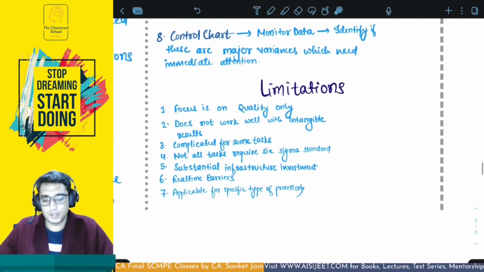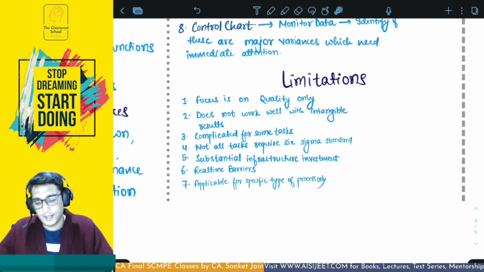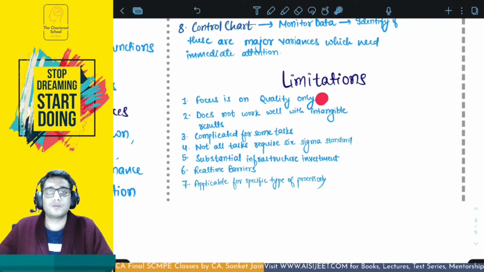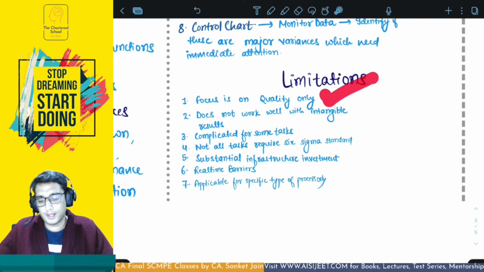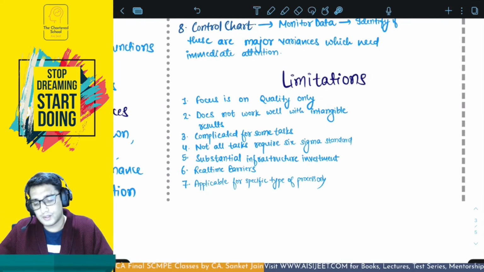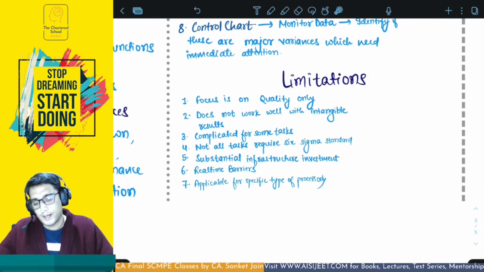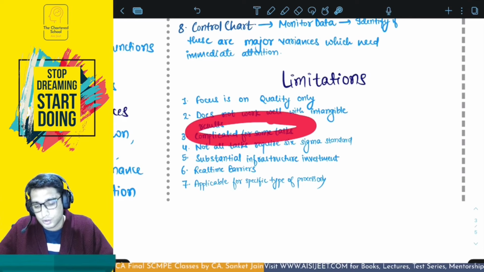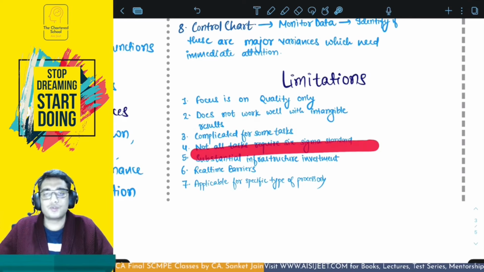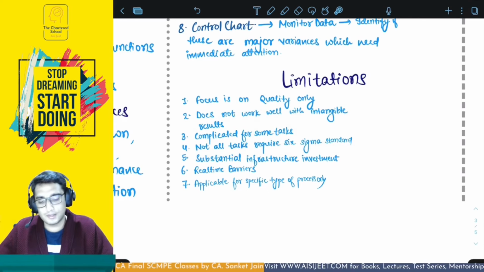Coming to the limitations now. The first limitation is that your focus is on the qualitative part only, on the quality they are focusing. Second is it does not work well with the intangible results. Third is it is complicated for certain tasks. It may also not be required for all the tasks. So all the tasks might not require to achieve the Six Sigma standard.